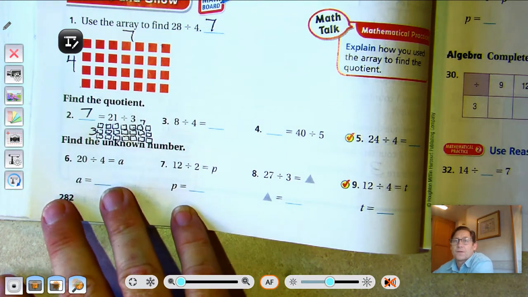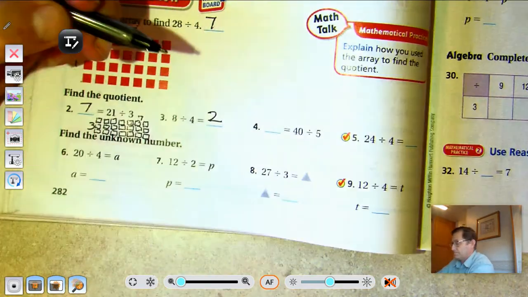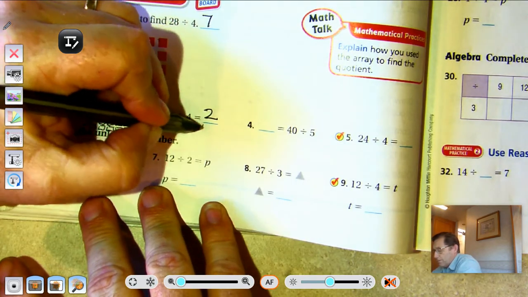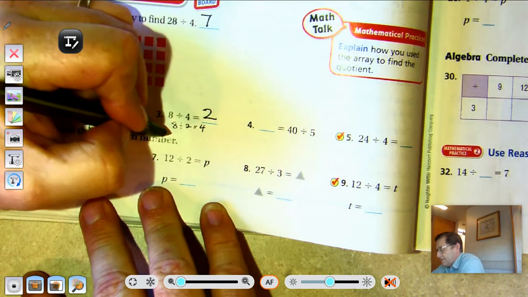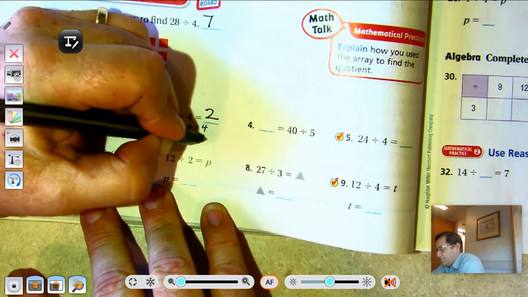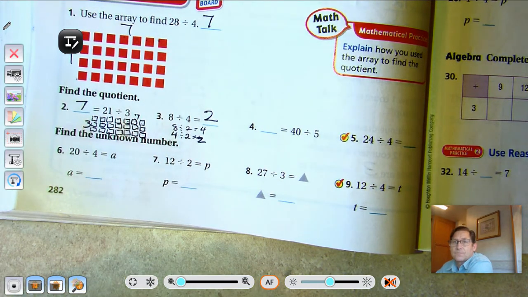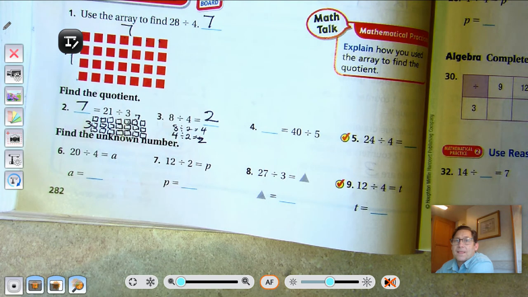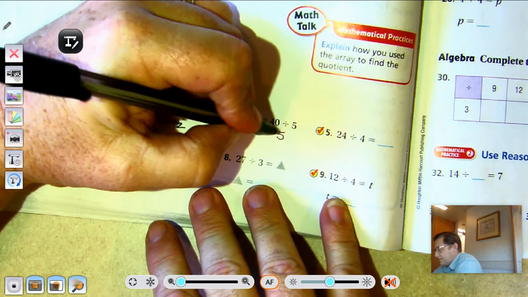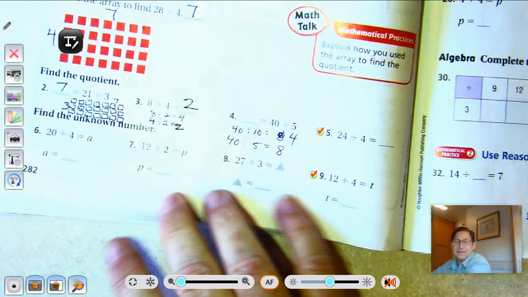8 divided by 4. So 8 divided by 2 would be 4, and 4 divided by 2 is 2. So if we're just practicing using the factors of 4, we would divide 8 by 2 first, and then take that quotient and divide it by 2. And 4 divided by 2 is 2. 40 divided by 5. Well, 40 divided by 10 is 4. 40 divided by 5 is twice that, so 8.